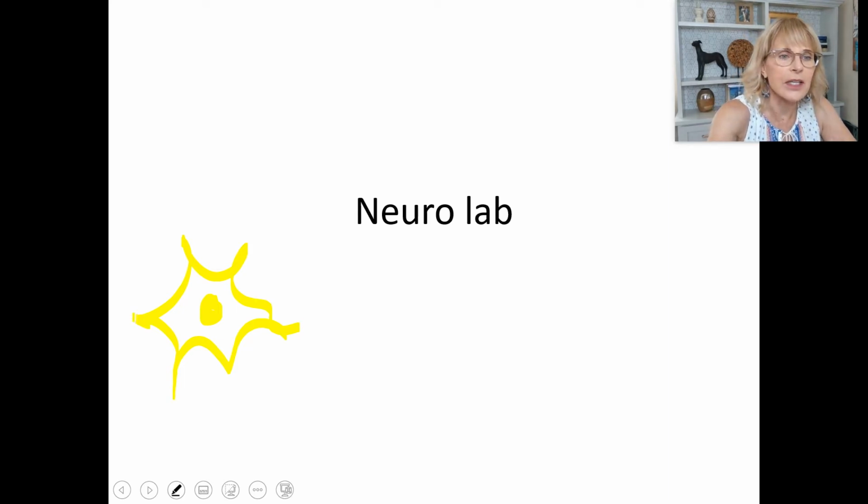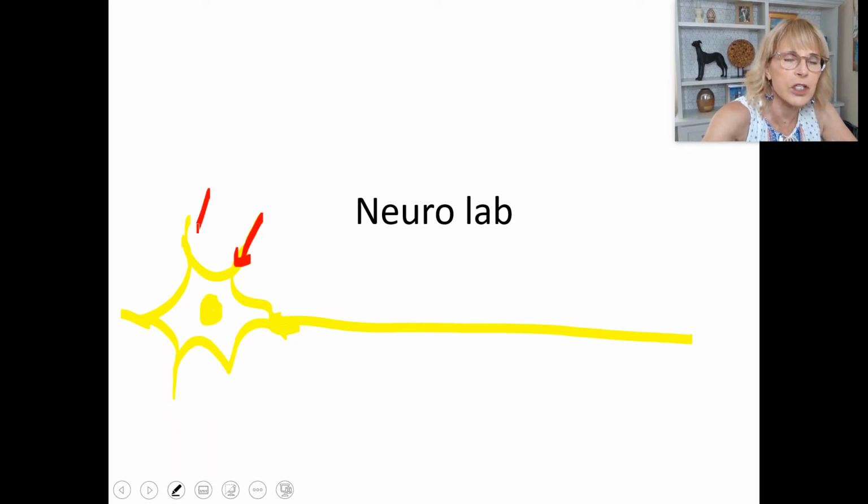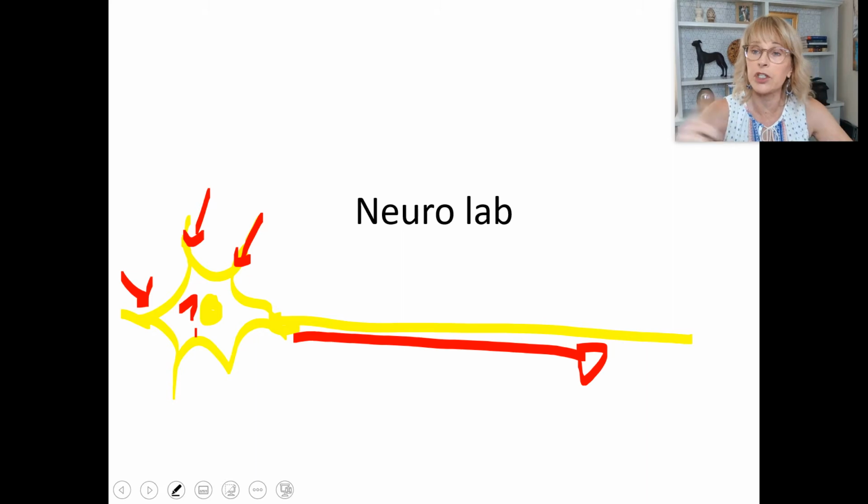And these parts here that are bringing information in so that the neuron can think about it, those are called the dendrites. And then this part where the neuron is sending that information outward, that is called the axon. This is also in my lectures.